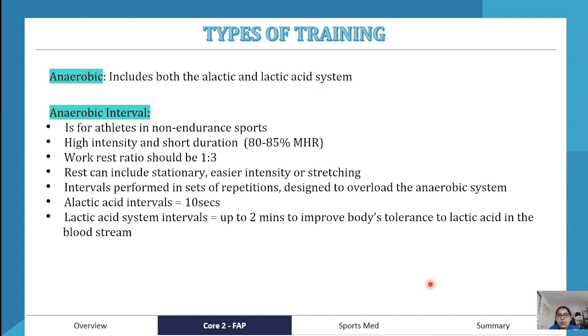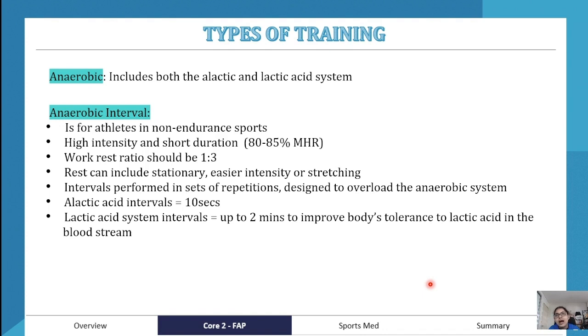So if you are working for 5 minutes, you've got 15 minutes rest. That rest is obviously a lot more because of the energy that it's using. This is why it's for non-endurance sport. So you're going really hard and fast for 5 minutes, and then you stop for like 15 minutes. Rest can include being stationary, just sitting down, or it can also include easier intensity exercises or stretching. Intervals are performed in sets of repetitions, so they're designed to overload the anaerobic system.